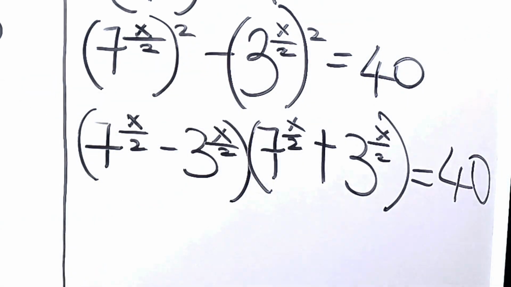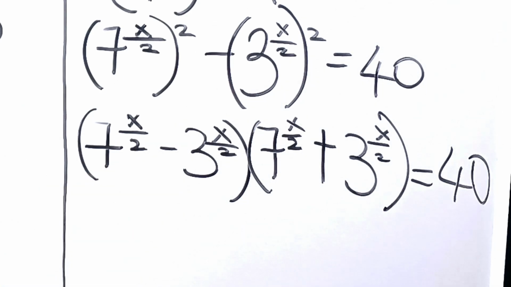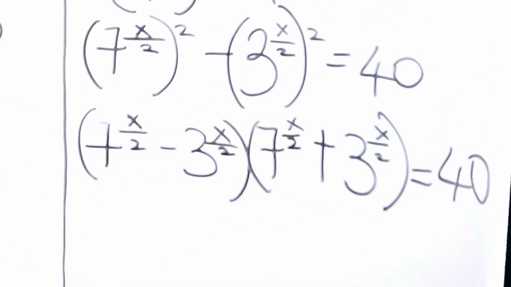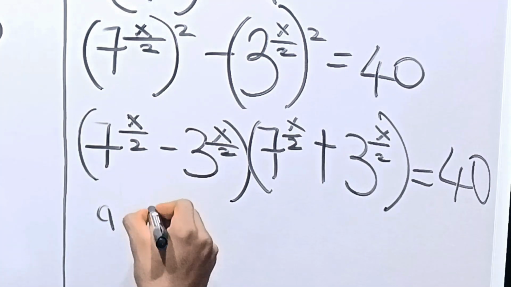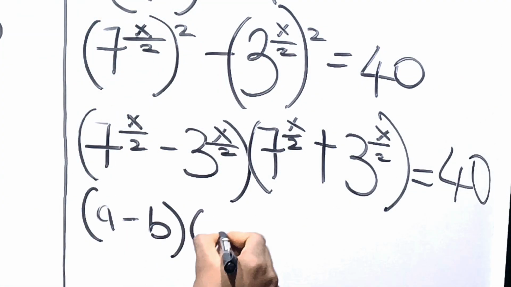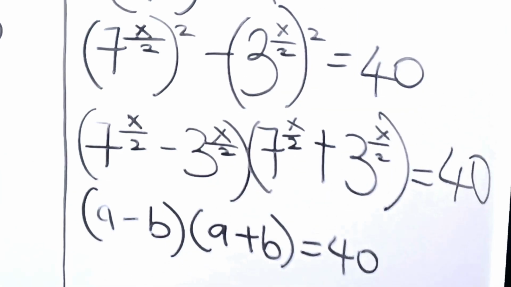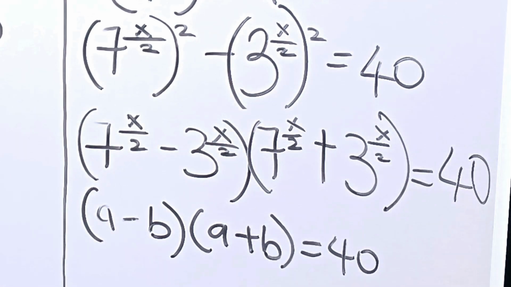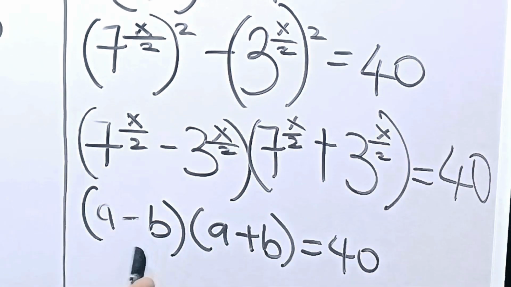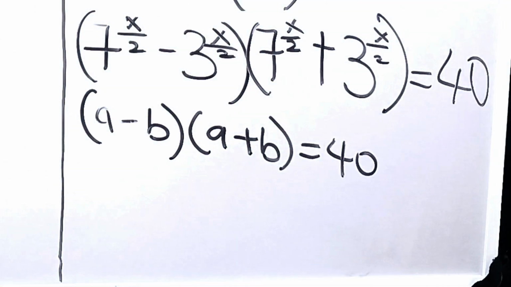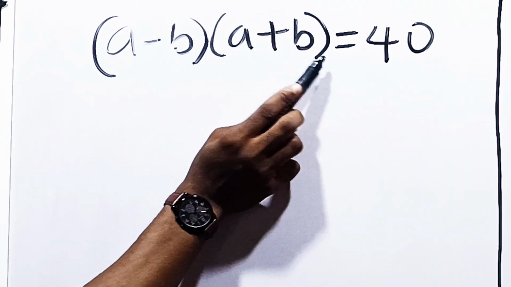Now this is a difference of two squares. The product of two things is 40. Let's call 7 raised to power x over 2 a, and call 3 raised to power x over 2 b. So a minus b multiplied by a plus b is equal to 40. Now let's find the multiples of 40 that would fit for this.